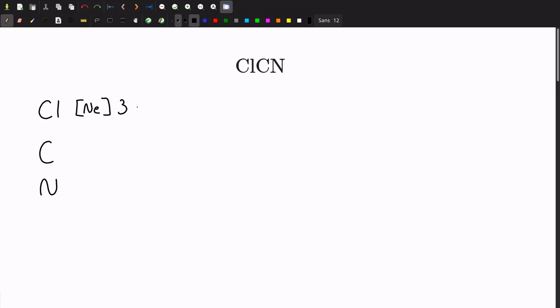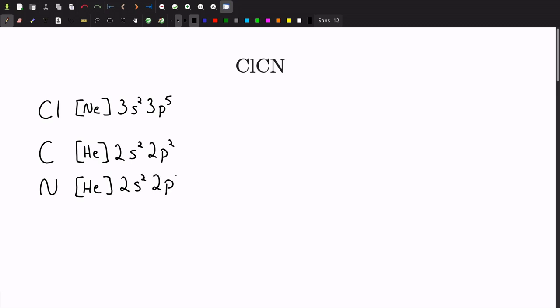So we got this configuration for chlorine, for carbon we get a configuration that looks like this, and for nitrogen we get 2s2, 2p3.